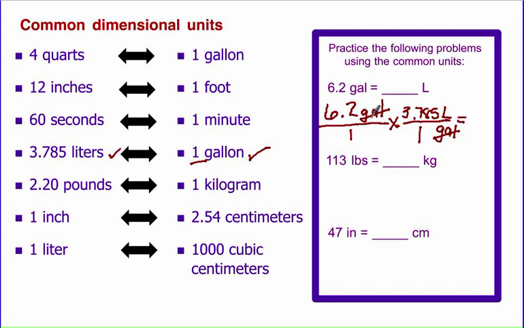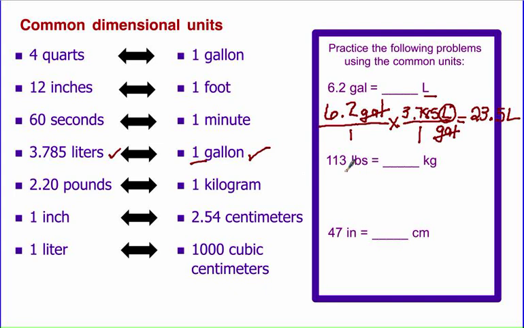And what I need to do is multiply. When you have two fractions, you multiply across the top and you multiply across the bottom. So we have 6.2 times 3.785. And that gives us 23.5. And then we're left with liters, which is what we want. So we have 23.5 liters. Okay, let's do another one.